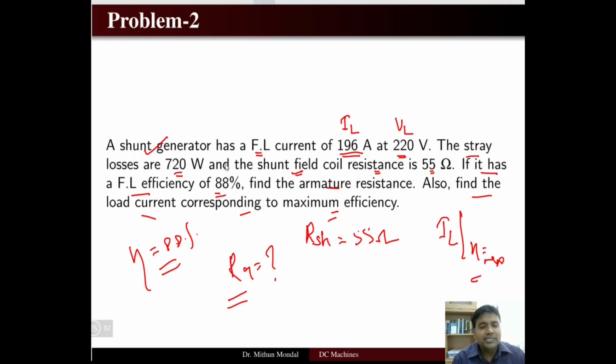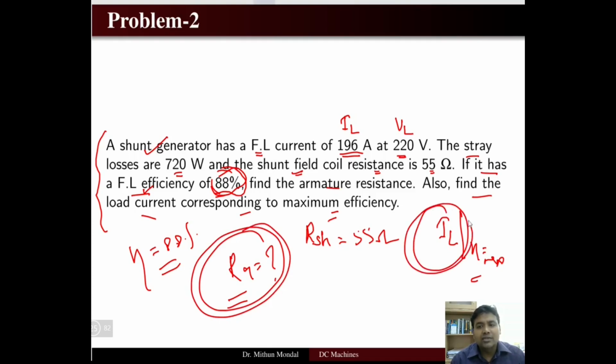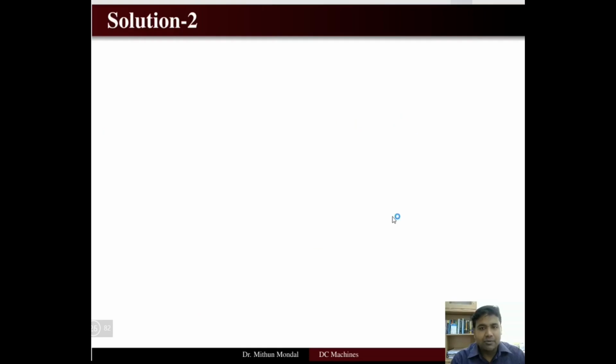Now note down here that the word efficiency has been used without specifying whether it is mechanical efficiency, electrical efficiency or overall efficiency. Under such a condition, you will be taking this efficiency as the overall efficiency or the electrical efficiency. Okay, so let us solve this problem number 2, where you have to find out the armature resistance and the load current when your efficiency is maximum. So let us see the solution.